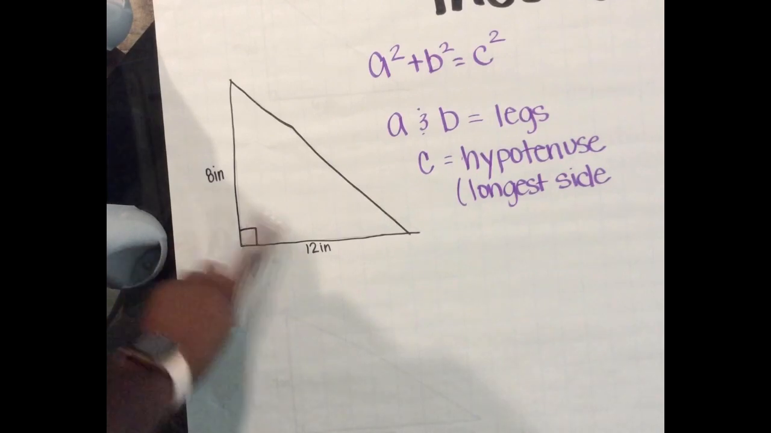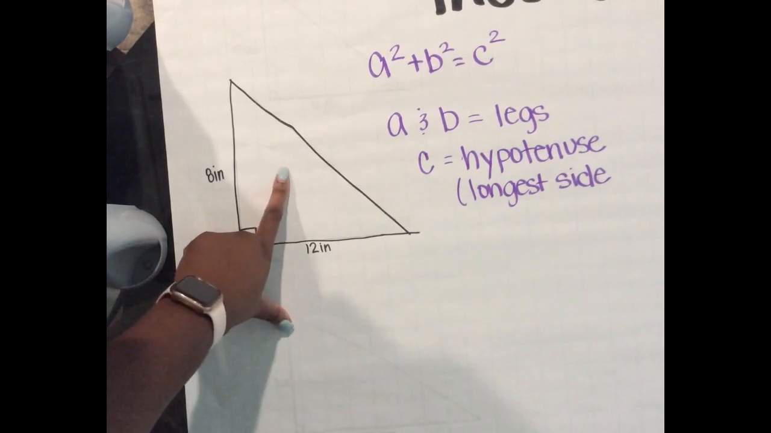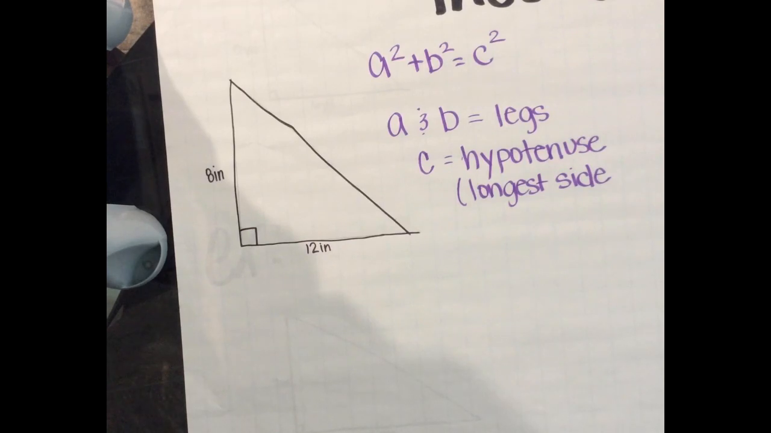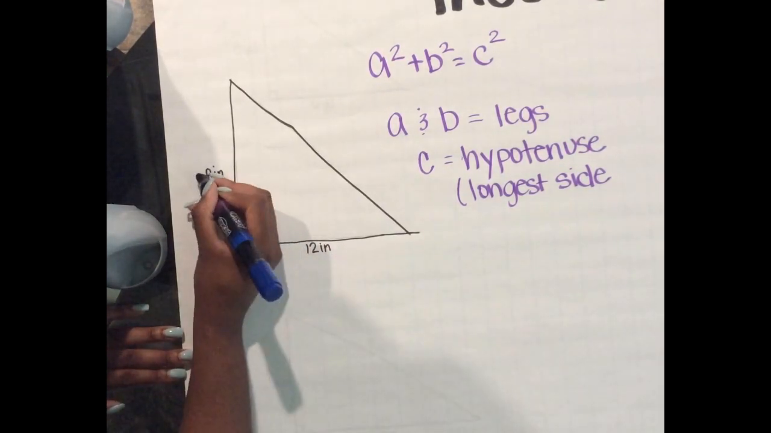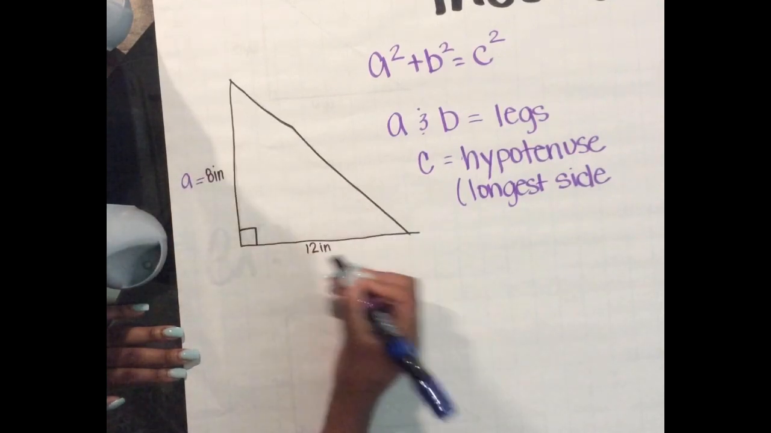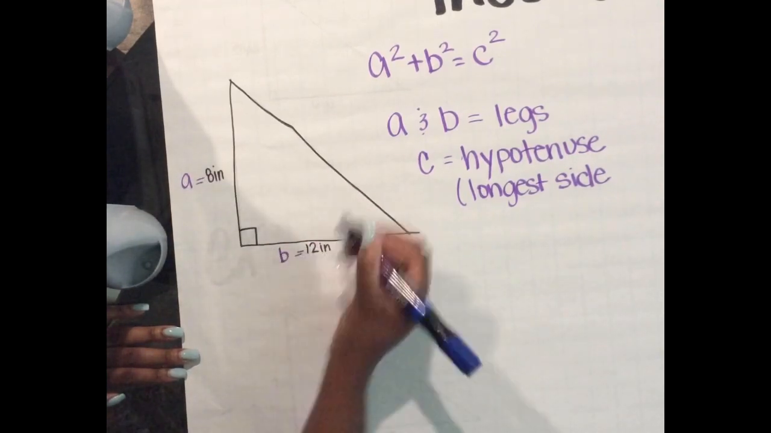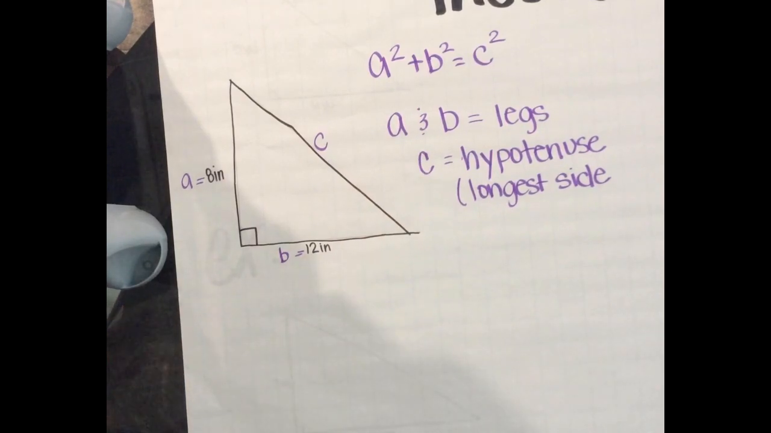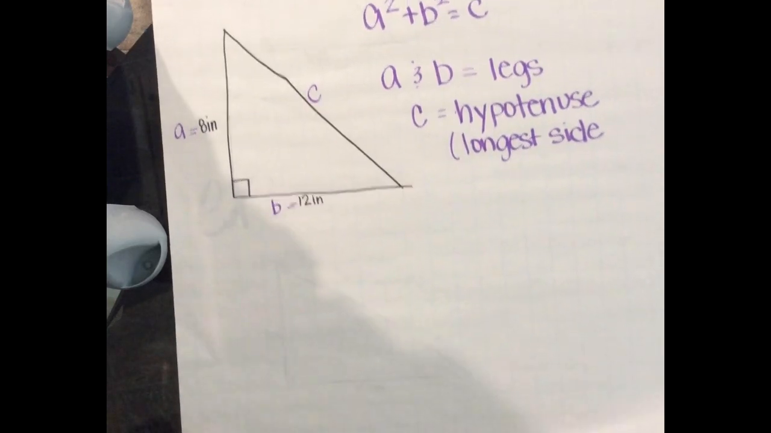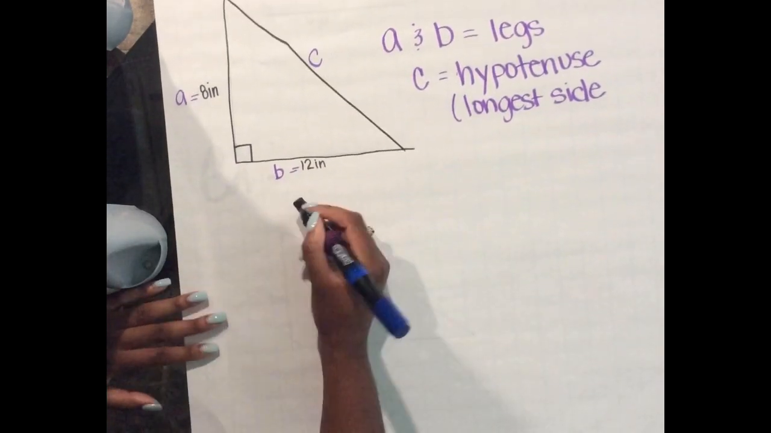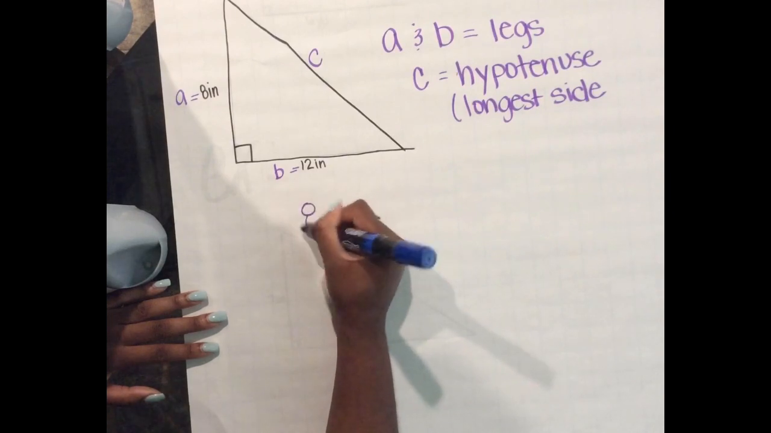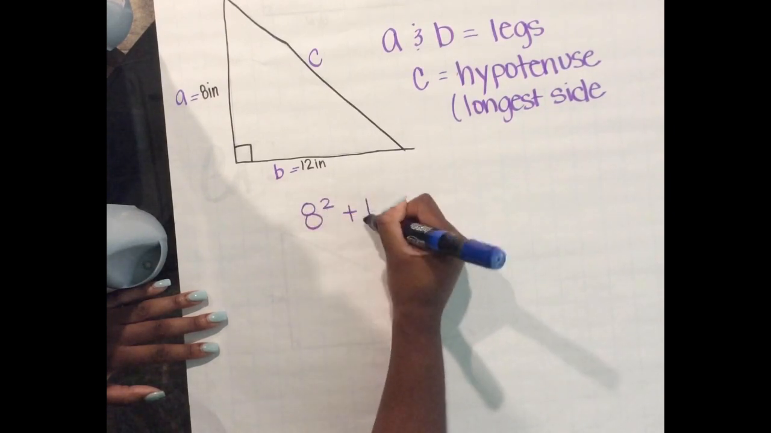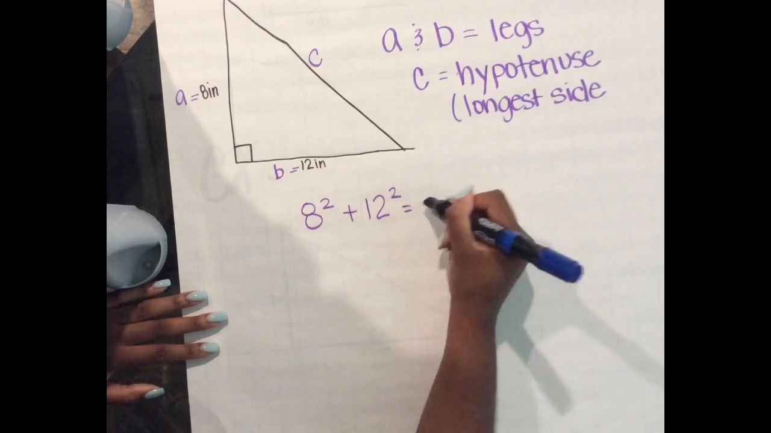We have 8 inches, 12 inches, and we're trying to find this side. So let's label it. Let 8 be A. Let 12 be B. And we're looking for C. So we know that C is our longest side. So we know that C has to be bigger than 12. So let's plug it into our formula. We have 8 squared plus 12 squared equals c squared.